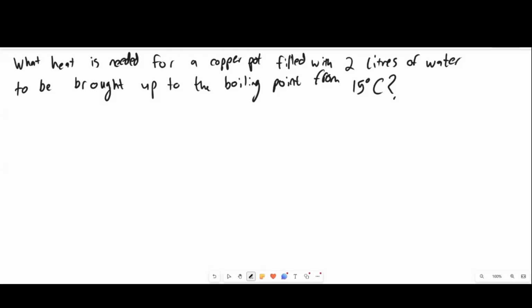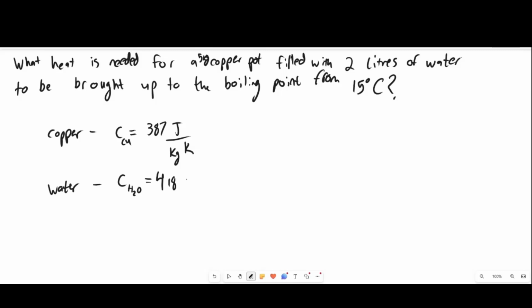So first, let's start with writing some things down. So for the copper pot, the specific heat is going to be, and I'll write specific heat Cu for copper, 387 joules per kilogram per Kelvin. Oh, and let's say this is a 5 kilogram copper pot. And then for water, the specific heat is 4186 joules per kilogram per Kelvin.